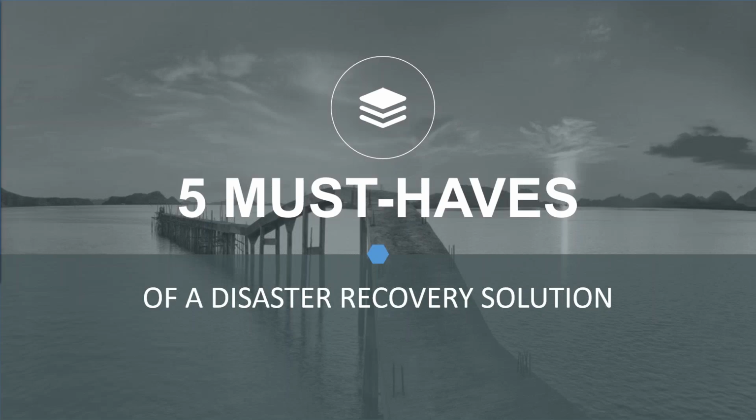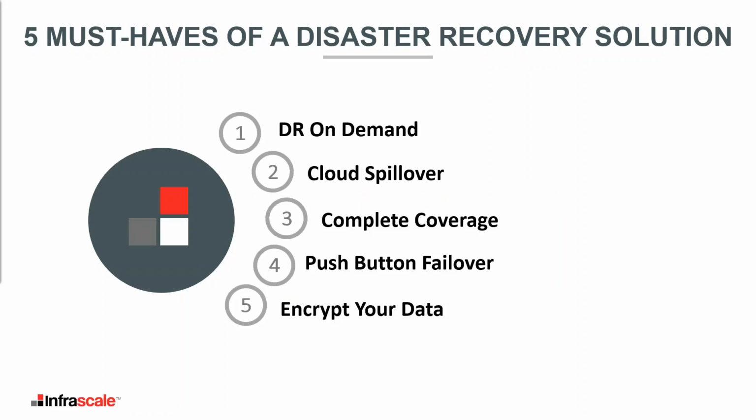So let's introduce the 5 must-haves and take a look at this list really quickly. 1 is DR that's on demand. 2 is cloud spillover. How many of you are currently utilizing cloud spillover? Please use the question tool. You could either just say yes or no. Yes, I'm familiar with cloud spillover, yes, I'm using it, or no, I'm not utilizing cloud spillover. 3 is you must have a disaster solution with complete coverage. 4 is push-button failover, and 5, data encryption. Of course, we're all concerned with privacy and data security, so that's something that we're going to touch on as well.